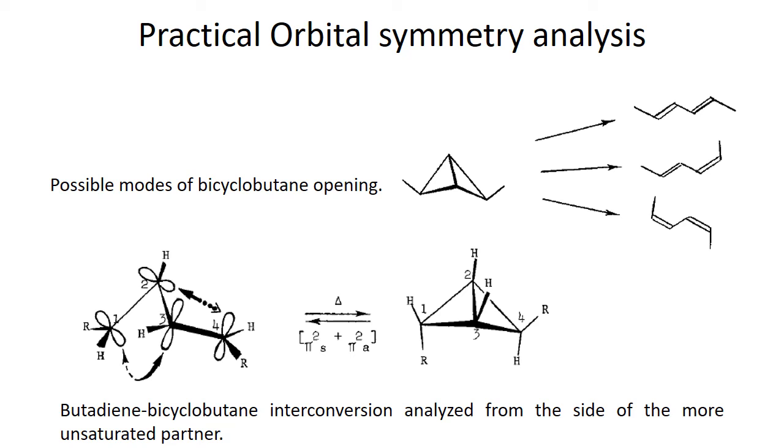We have 3 possibilities, but we are not sure which one of them would be the outcome of this reaction. So how can we decide which one is the allowed one? In general, it is easier to analyze the reaction from the side of the more unsaturated partner.